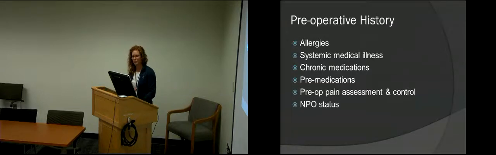So when you're looking at the preoperative history, the big highlights that everyone wants to know are the patient's allergies, systemic medical illness, so things like hypertension, diabetes, anything like that, chronic medications that the patient takes, and any pre-medications, right? Oftentimes we are ordering Tylenol, meloxicam, things like that, especially in joint patients. So nurses need to know of things that are already provided. Also any pre-op pain assessment and plan for control, and then their NPO status.